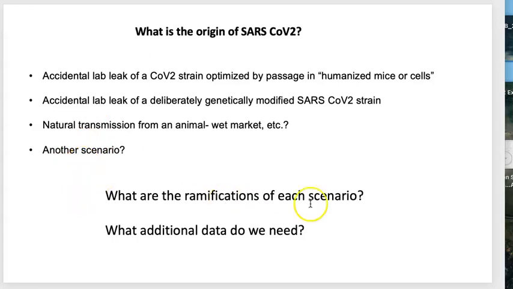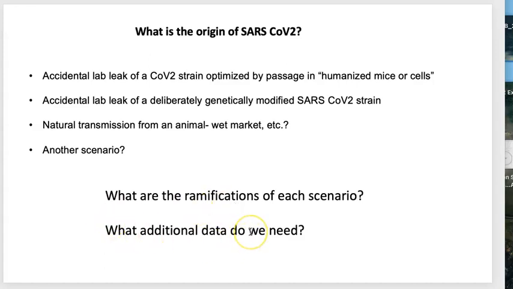But one of the cool things is that we have to ask ourselves, what are the ramifications of each of these scenarios? Certainly this would be a black eye to science and potentially even the Chinese government, and it's possible that that's why a lot of this is being covered up.